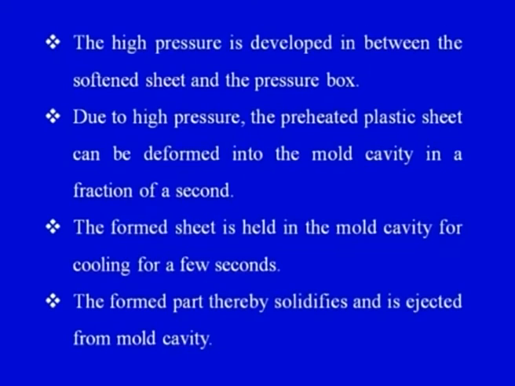So we can say a large number of parts can be made because the production rates can be high, as the time required to deform the sheet under the application of air pressure is not too high. So the time required is less, and therefore a large number of parts can be made if we are making the parts by the pressure forming process. The formed sheet is held in the mold cavity for cooling for a few seconds. The formed part thereby solidifies and is ejected from the mold cavity.